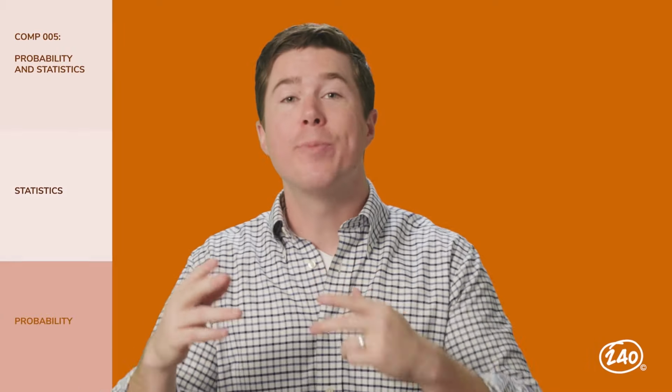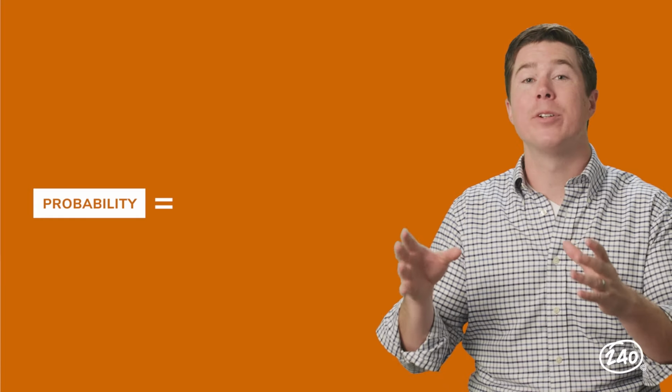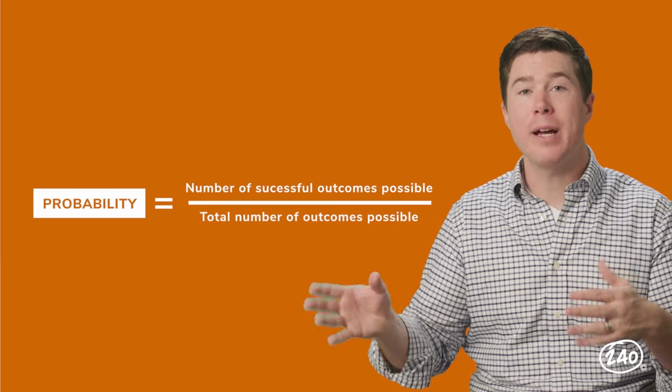All right, let's circle back to probability. A lot of this boils down to simple calculations of how likely it is that a given event is going to happen. And this really boils down to taking the number of successful outcomes possible, then dividing it by the total number of outcomes possible. So imagine you're in Vegas and you want to bet $100 on red at the roulette table.